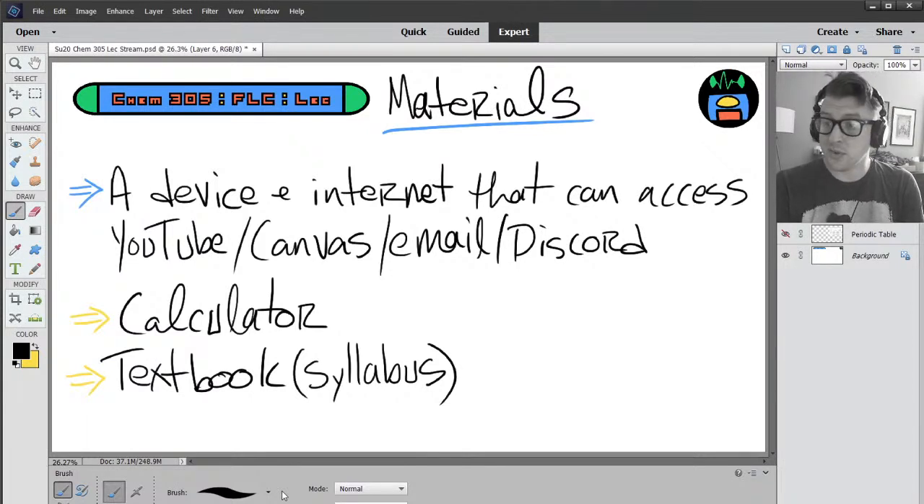I also assign practice homework problems. They're not assigned. They're not graded, but they provide extra help and preparation for the exams. I assign those out of the textbook, so if you want access to those, you're going to want to access the textbook in some way.